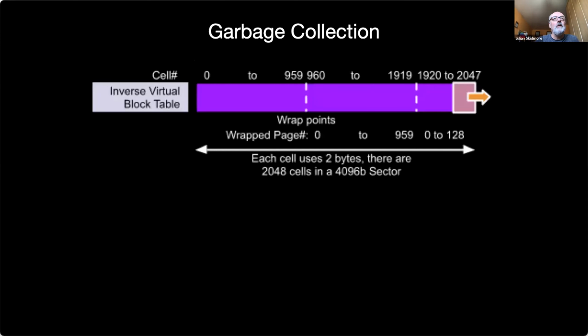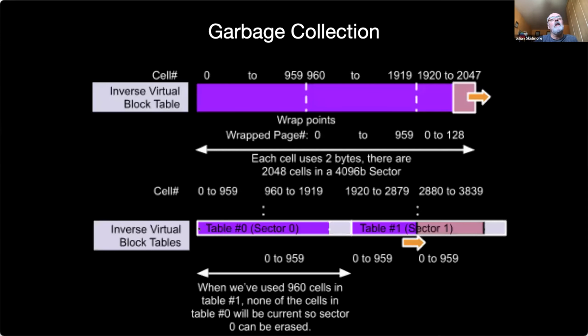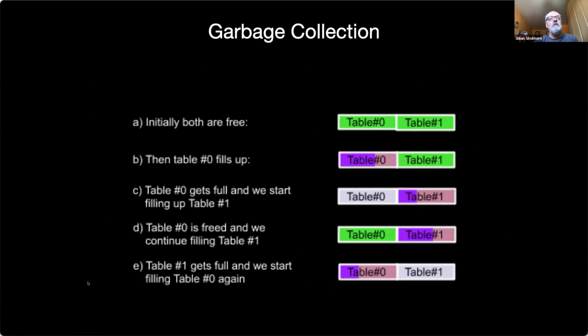All we do for that is that we have 2 tables. So the first table is allowed to be filled up, and then it gets to the end, and then the second table, we allow that to fill up. And when we've got to the end of the second table, we know that all the physical blocks that were used in the first table will have been substituted with the physical blocks in the second table. And therefore, we can just erase the first table without having to be worried about whether we're losing any data whatsoever.